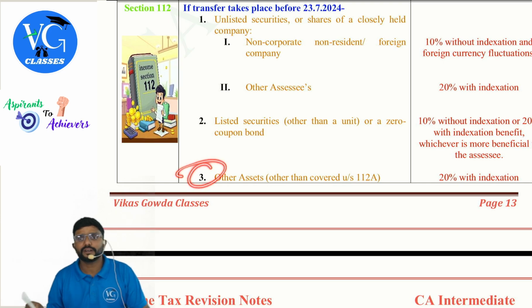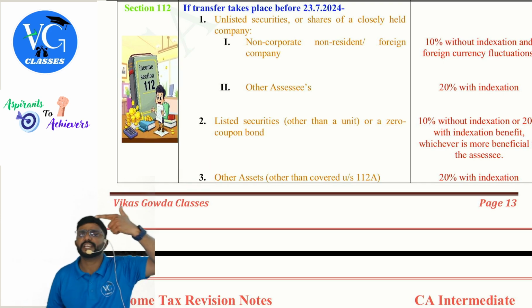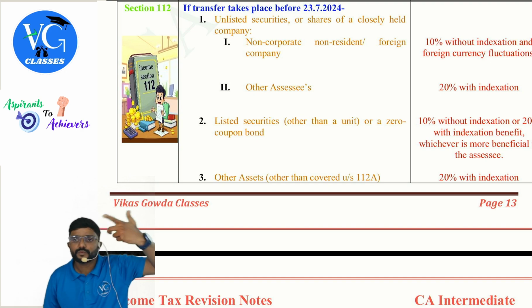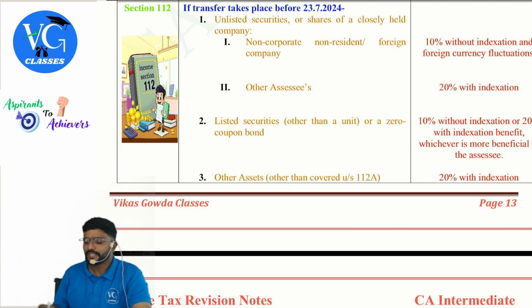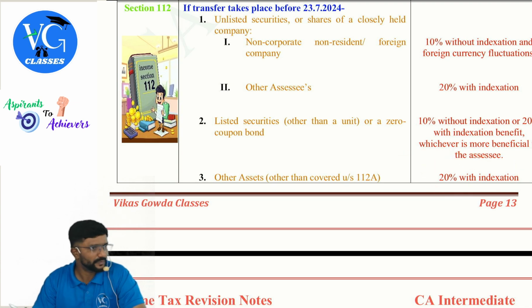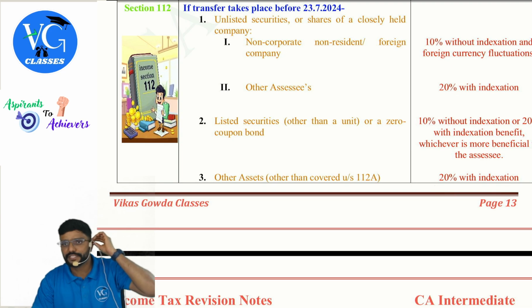Other assets means what, guys? Other than ETF and securities. Means what, sir? Land, building, gold or any other capital assets. Clear? So what is the tax rate? 20% on the gain with indexation.